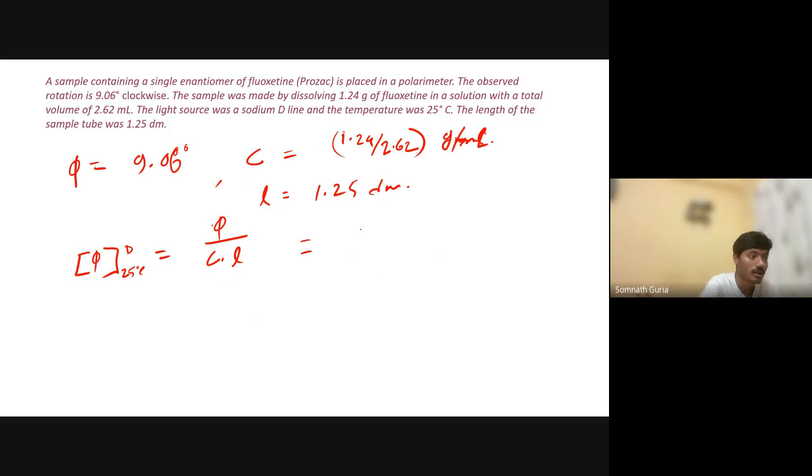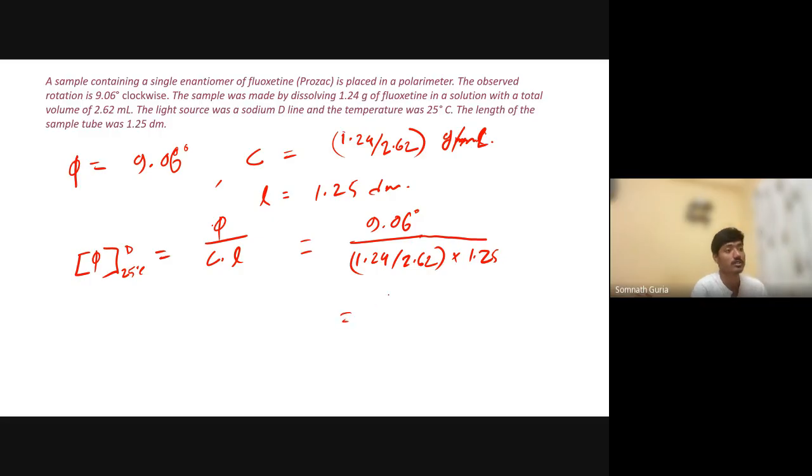Now we have to add all those data. 9.06 degree divided by C, which is 1.24, divided by 2.62, and followed by 1.25. Okay, to calculate it, it's very easy. Now the result is 15.3 degree.